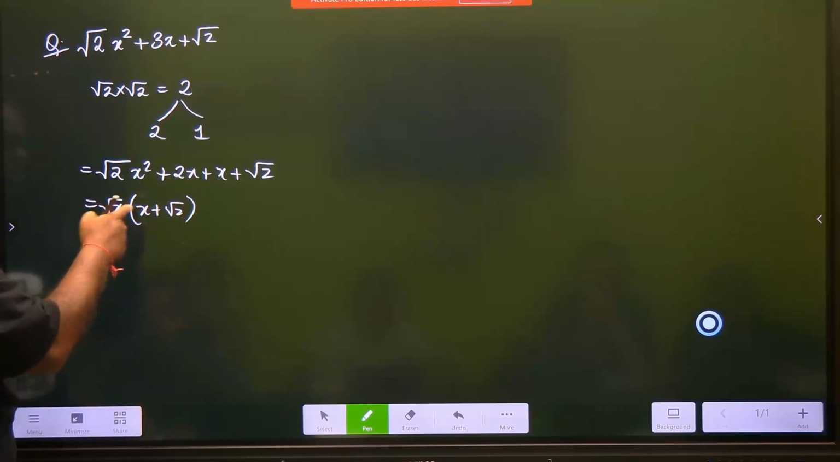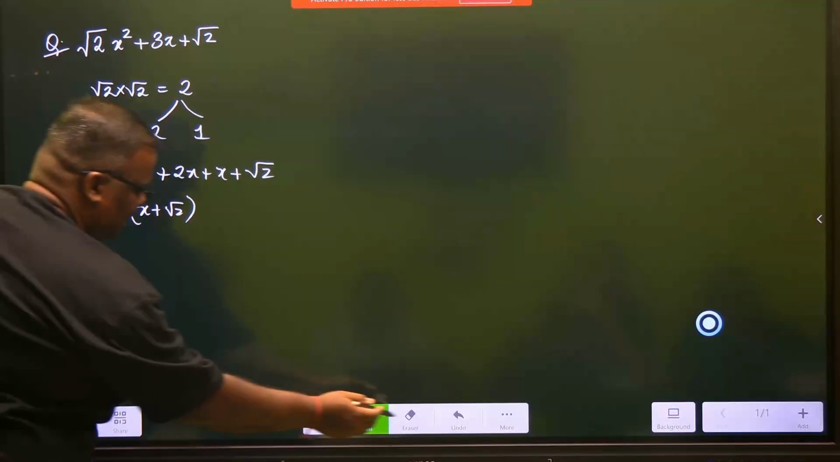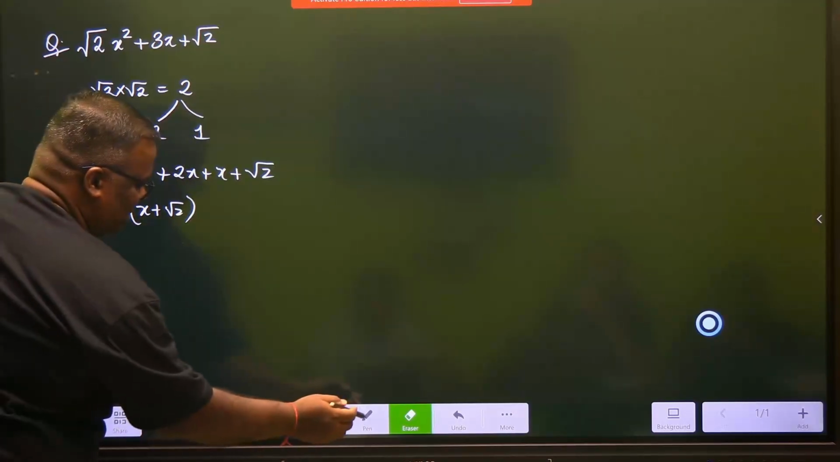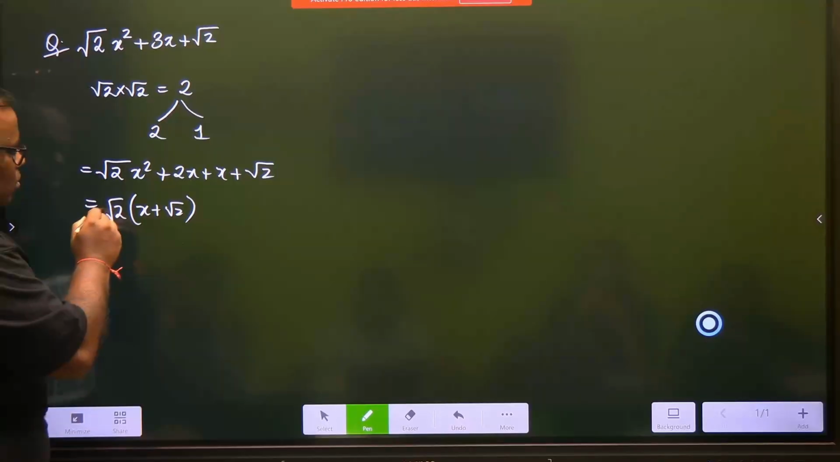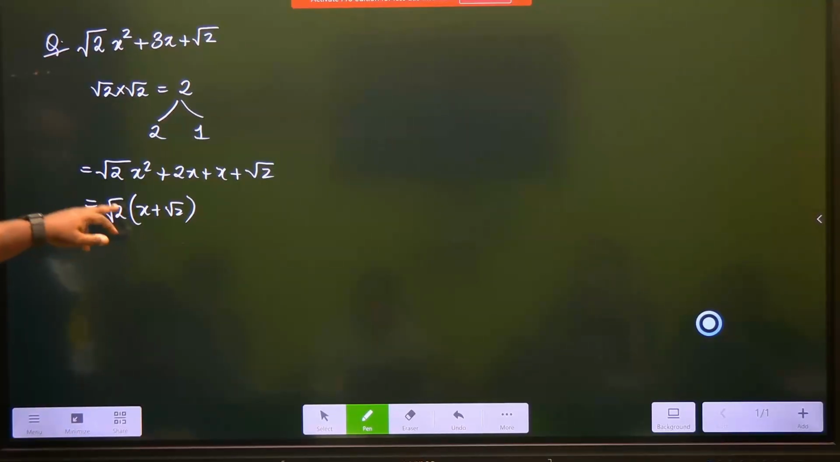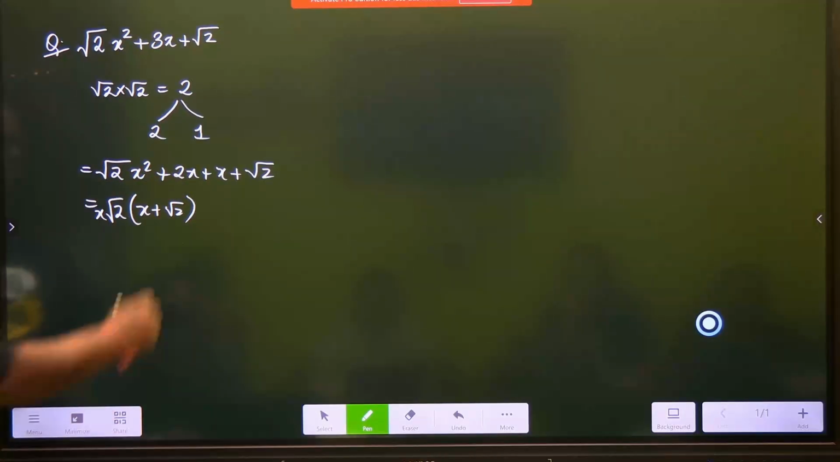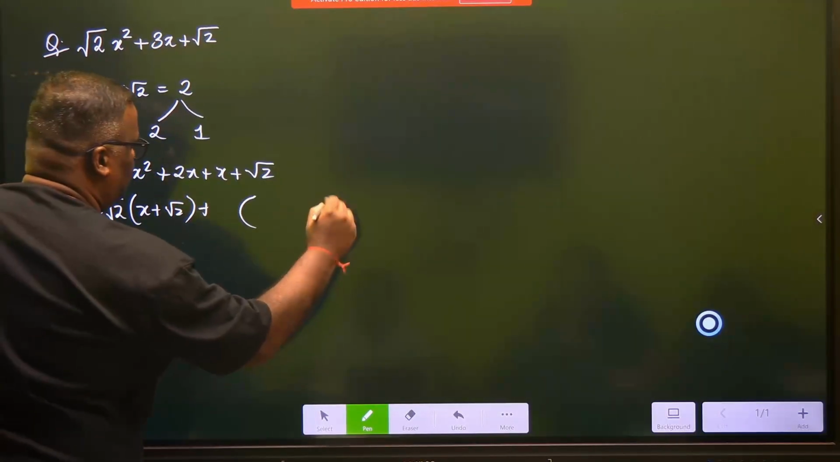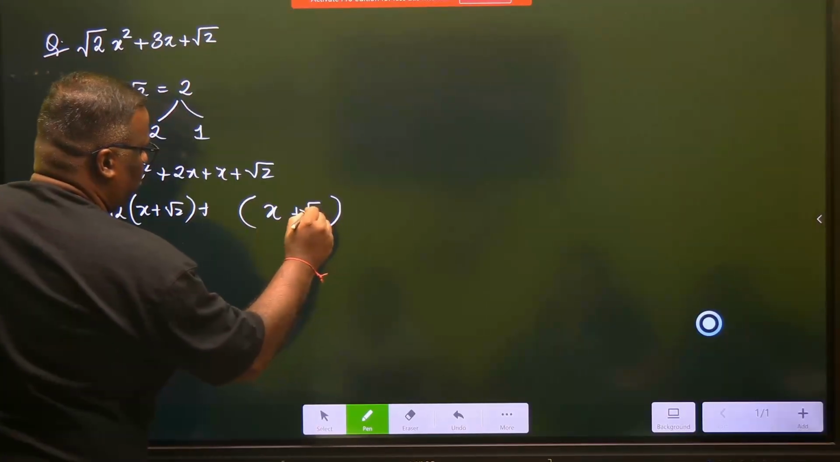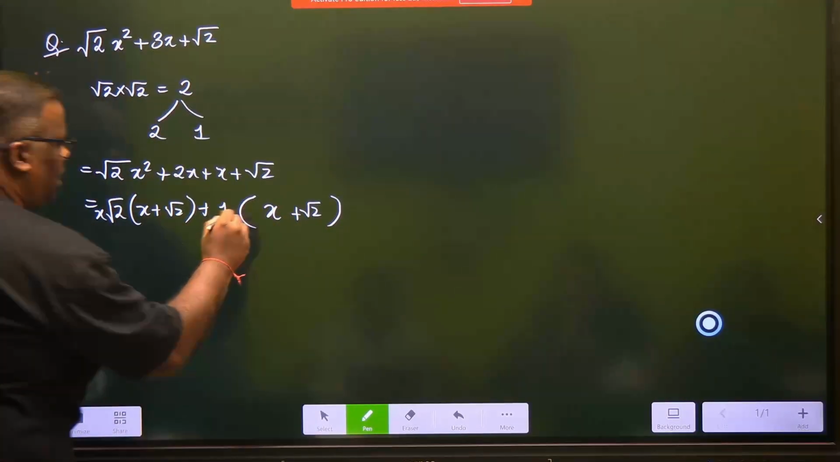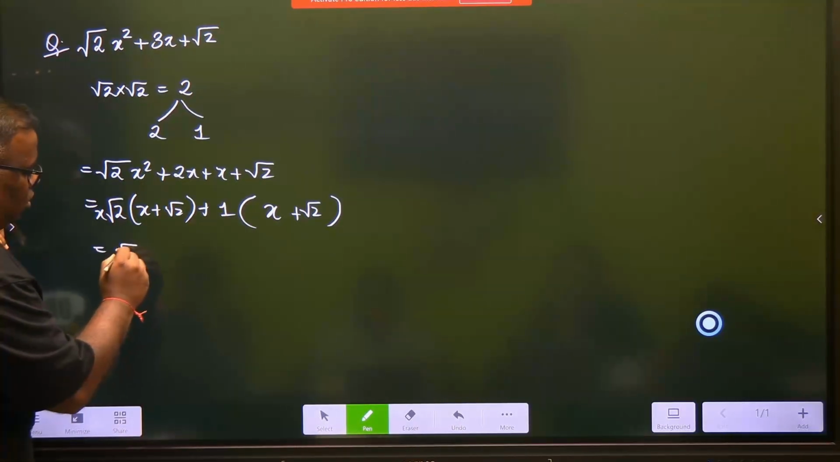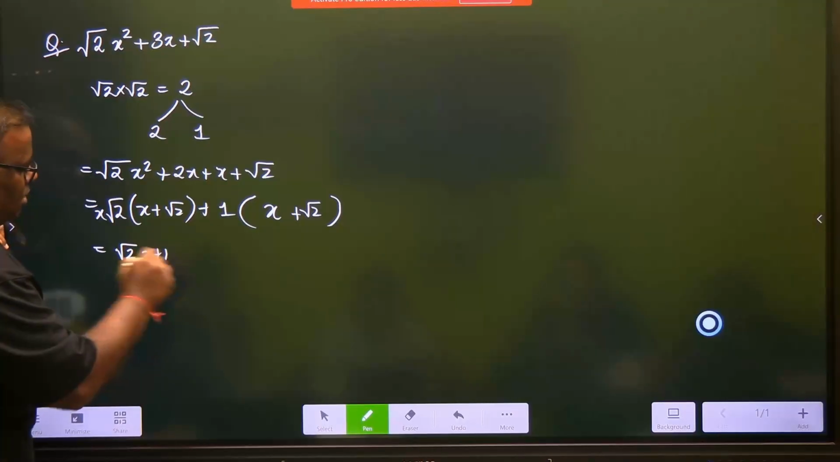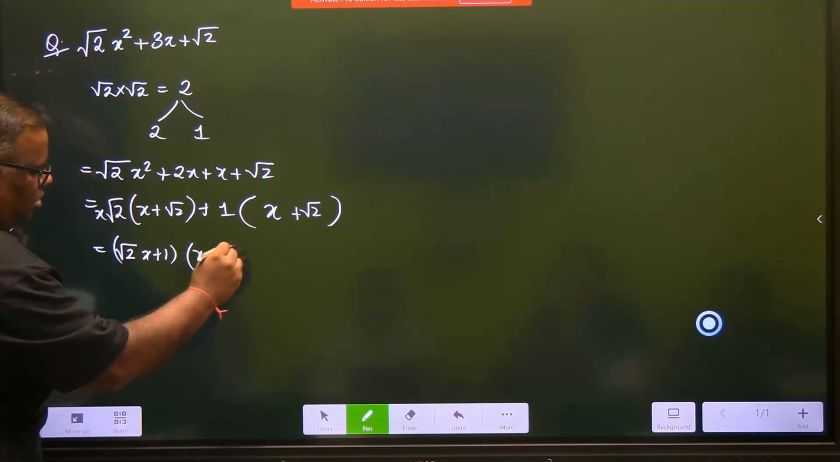Just see, x into root 2x, sorry. So I take root 2. Now just see, root 2x into this will give me x square, and root 2 into root 2 is 2, 2 into x is 2x. Fine. And I told you, whatever factor you got here, you just blindly put this factor out here, root 2. And now see how you can match. I think if I put a 1, I can match. So it ends with root 2x plus 1 and x plus root 2. This is how we do it.